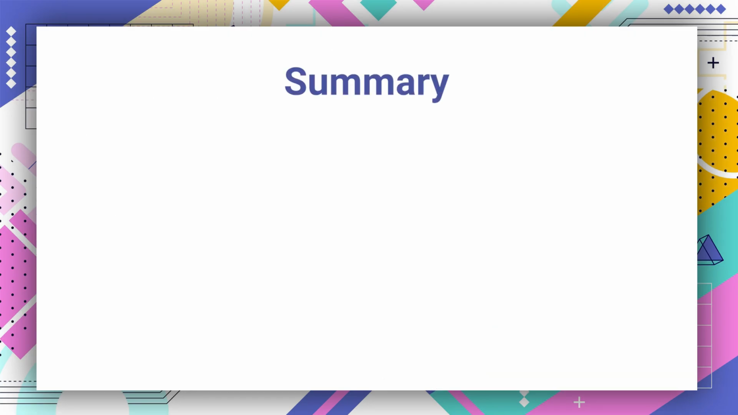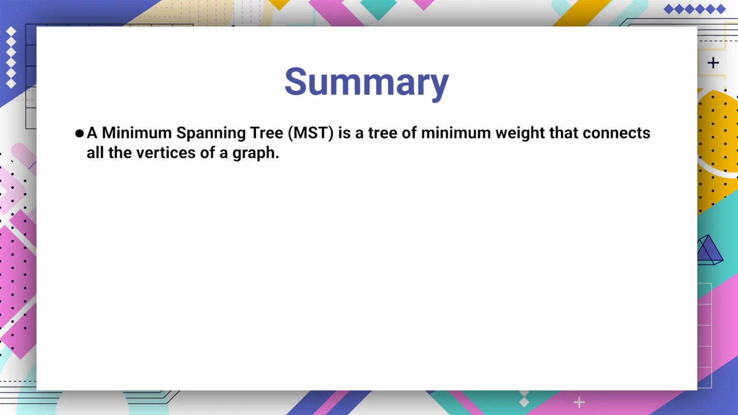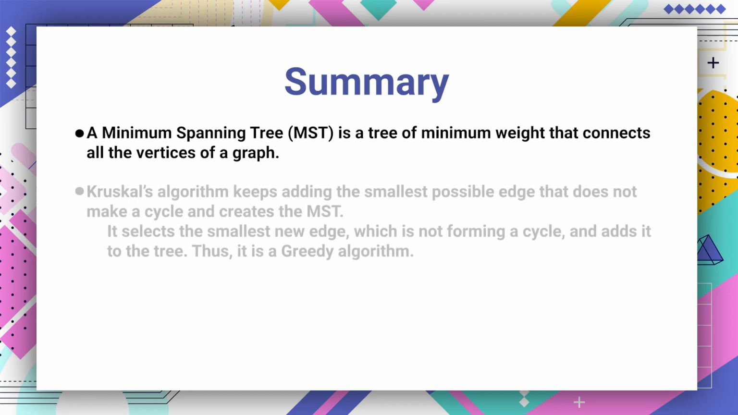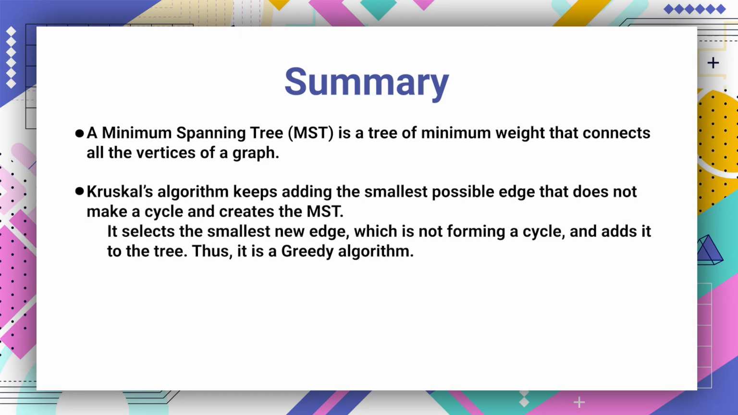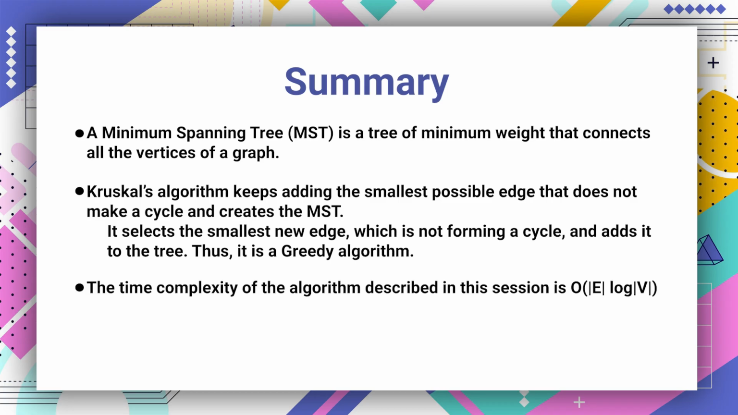Now, let us summarize what we have discussed in this particular session today. A minimum spanning tree is a tree of minimum weight that connects all the vertices of a graph. Kruskal's algorithm keeps adding the smallest possible edge that does not make a cycle and creates the minimum cost spanning tree. It selects the smallest new edge which is not forming a cycle and adds it to the tree every time. Thus, it is a greedy algorithm, and the time complexity of this algorithm is order E log V.